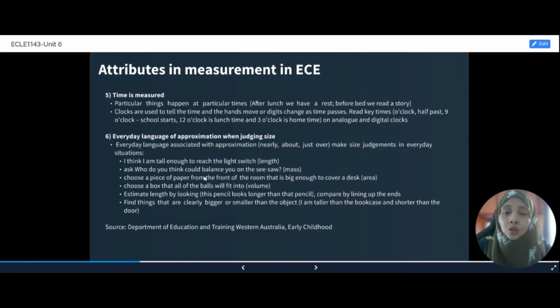Ask, who do you think could balance you on the seesaw? So, bila anak-anak tu pergi kat playground, ada satu kanak-kanak yang agak sedikit badan besar. So, how many people can go on the other side to make the seesaw balance with you, for example. Okay, so ini ada lagi all the examples that we can use when we talk about the measurement with children.